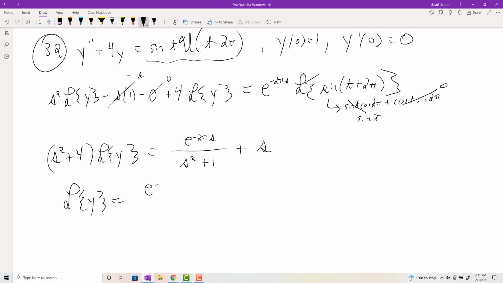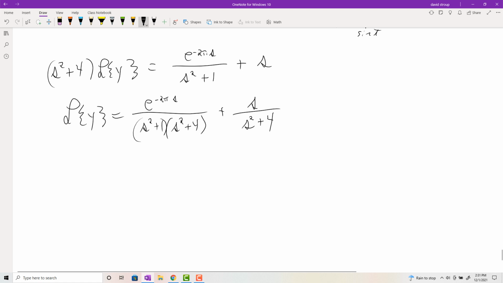You're going to get e to the negative 2 pi s all over (s squared plus 1) times (s squared plus 4), plus something that's going to turn into a cosine of 2t. Okay, and then I need to do the inverses, but I need to do a partial fractions first.